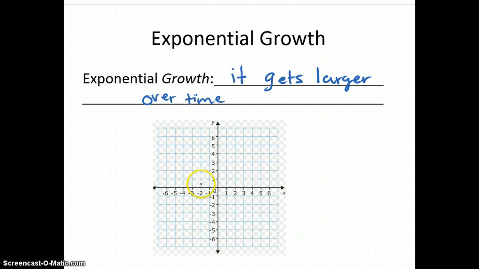What the graph of something that grows exponentially looks like is it'll start very small and it'll continue to get larger and larger, and it is a function. Okay, so we want to note that. So that is exponential growth. It grows, it gets larger.